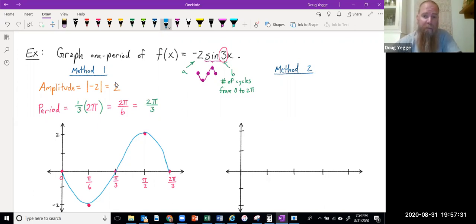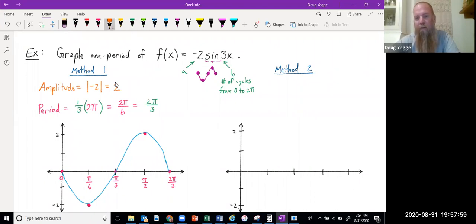So that's one method. Now, the only difference in the second method that you could actually do is not in finding the amplitude. The amplitude is still going to be the same. It's still going to go up to 2. And so I know that the amplitude goes up to 2 and down to negative 2. But now we're going to use a different method in order to find what the period is.